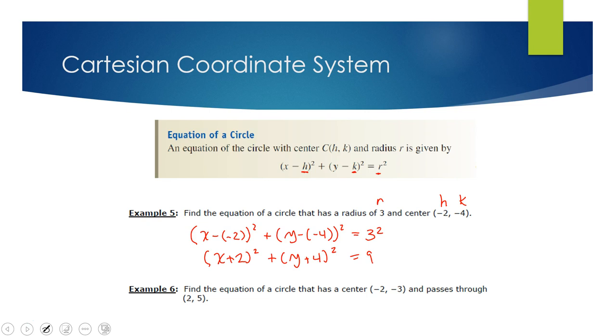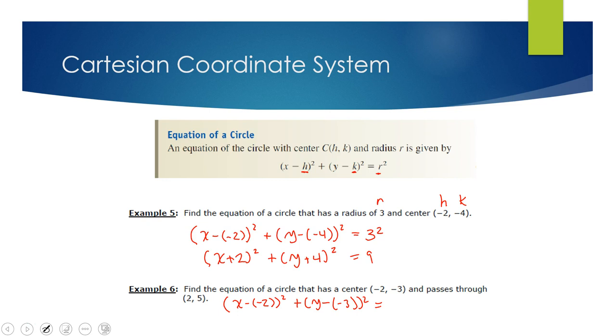The next problem: the equation of the circle has a center at -2, -3, and passes through 2, 5. So if I start filling in the information, I have x minus -2 squared plus y minus -3 squared equals, well, I'm looking for the radius. They don't tell us what the radius is. They're telling us that the circle passes through 2, 5.